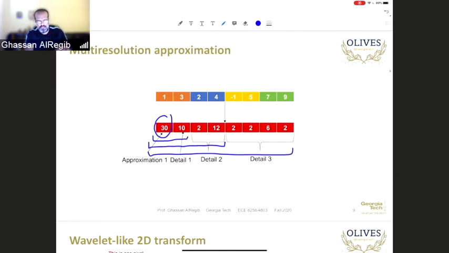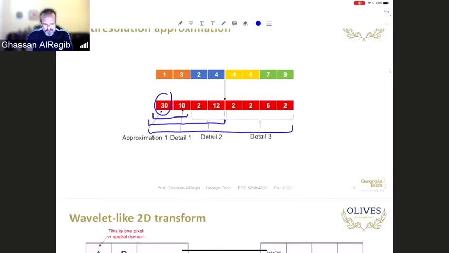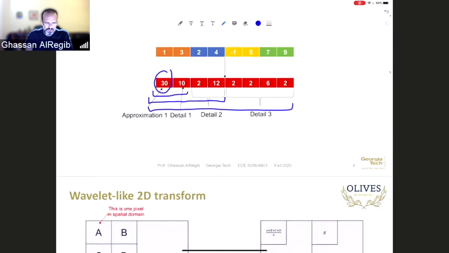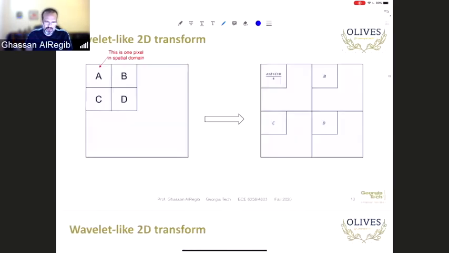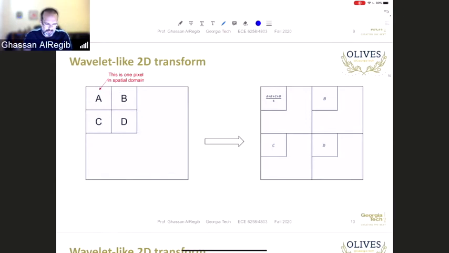Another user, you send approximation, detail 1, detail 2, and 3. So you have this kind of quality of service built into the code itself. And we'll talk more about these in more detail. We'll talk about JPEG and MPEG, which will be the next topic.